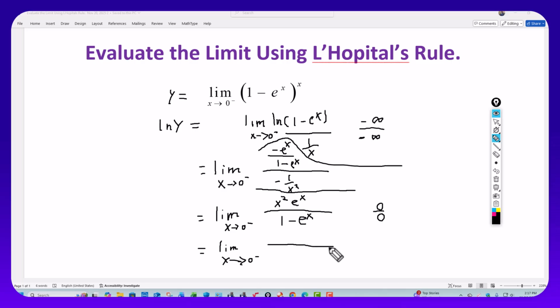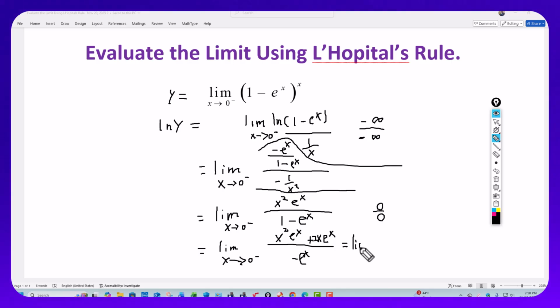So I take the derivative again. I have to use the product rule here. The derivative of the numerator, x squared times the derivative of e to the x, that's e to the x, and then go back the other way, plus e to the x times the derivative of x squared. This is 2x then. So x squared e to the x plus 2x e to the x, and the derivative of the denominator, derivative of 1 is 0, and for minus e to the x, I get minus e to the x. Again, before I do anything, I simplify this.